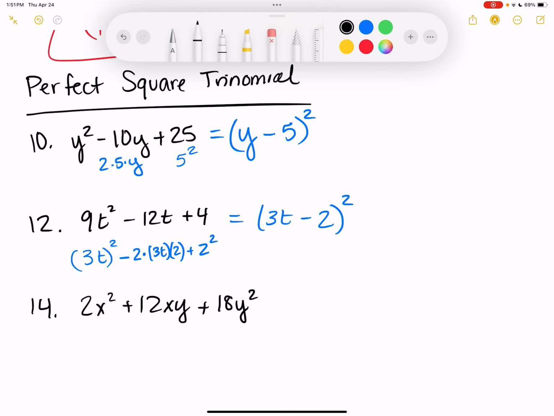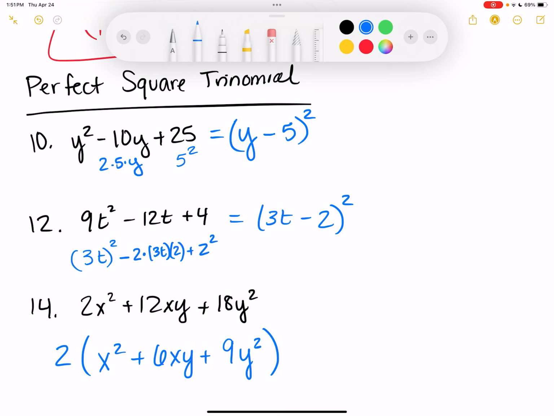But they've told us in this section that this is a perfect square trinomial. Any ideas what I can do? What do all these numbers have in common? They're even, so what does that mean? I can automatically take out a 2. So I'm going to take out a 2, and then I'm left with x squared plus 6xy plus 9y squared.